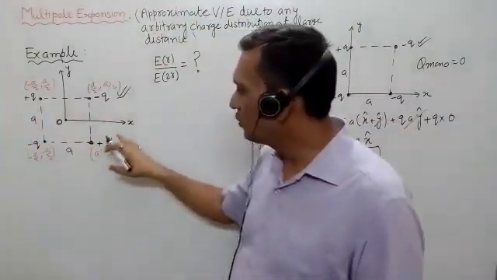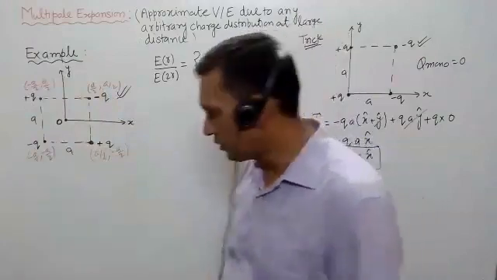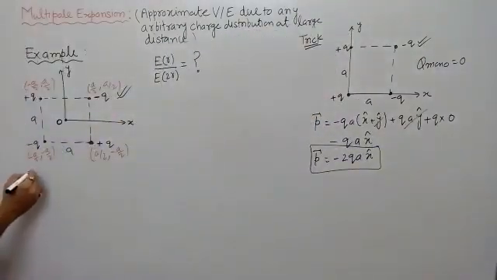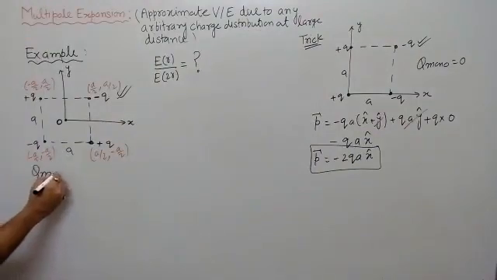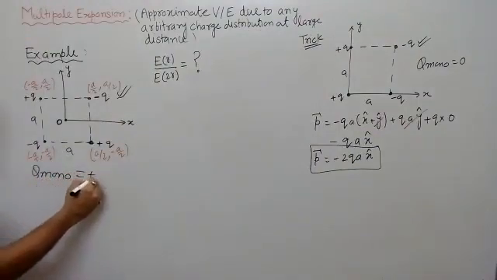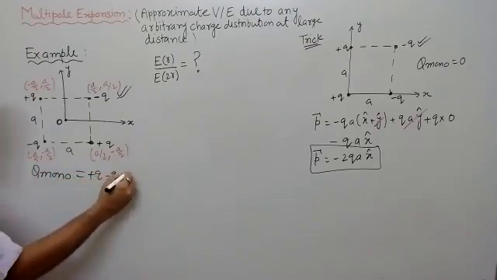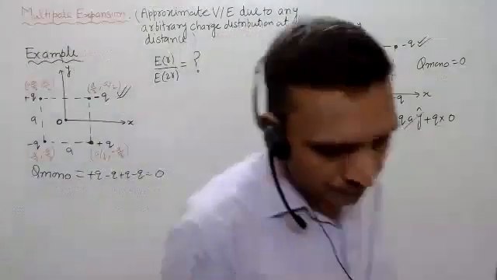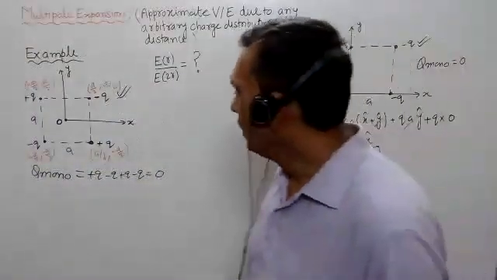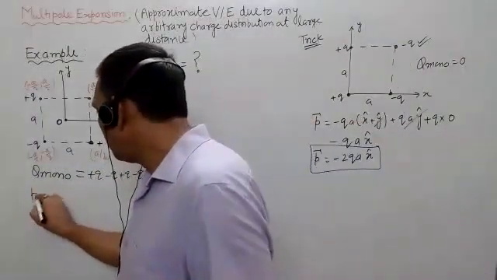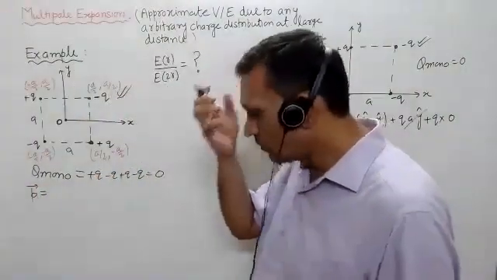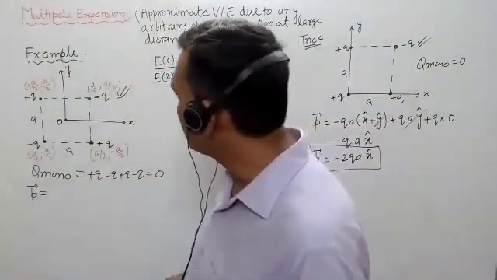Charges are plus Q, minus Q, plus Q, minus Q. So in this case also, Q mono is 0: plus Q minus Q plus Q minus Q. So Q mono is 0. Now see the dipole moment. What will be the dipole moment in this case?